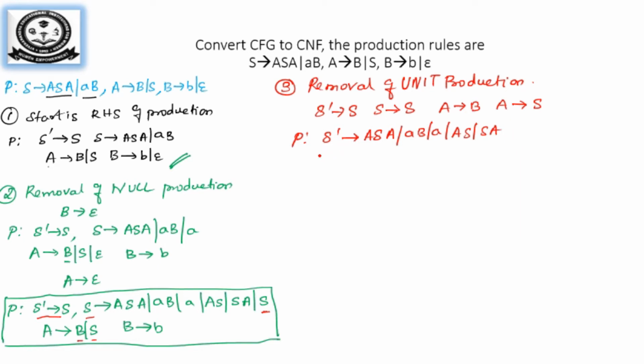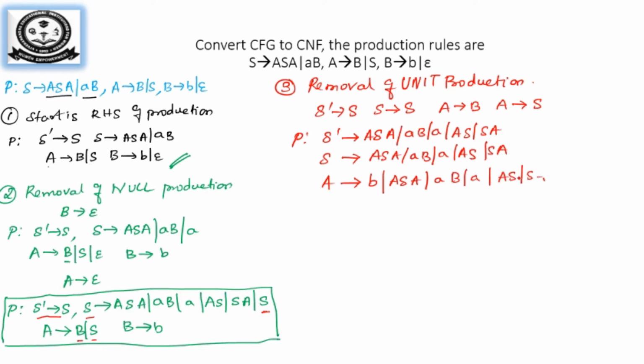So similarly, S can be replaced with the same thing. So S will be having ASA or AB or A or AS or SA. Now A can be replaced with B or SA. So first I will replace with B. B can be a terminal symbol. So B, or what is S, the term we have for S that will come along with A. So ASA or AB or A or AS or SA. So this is the production rule after removal of the unit production.